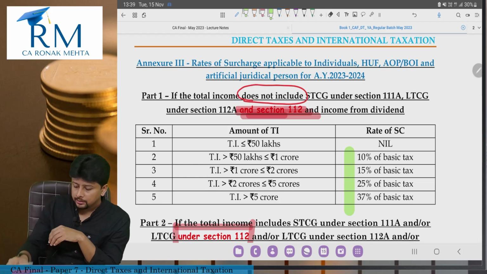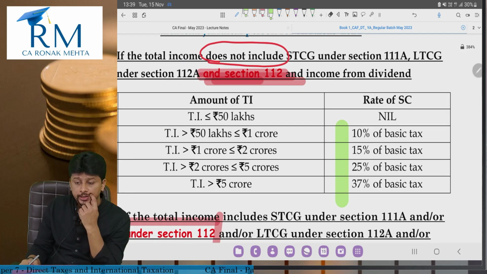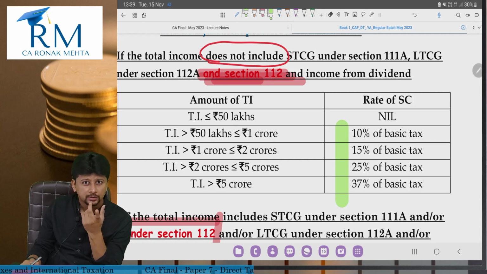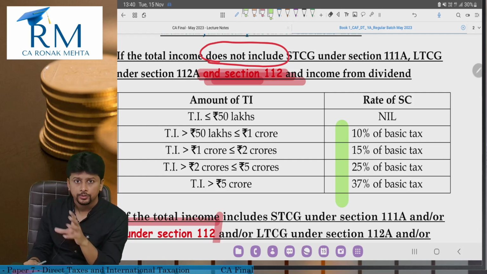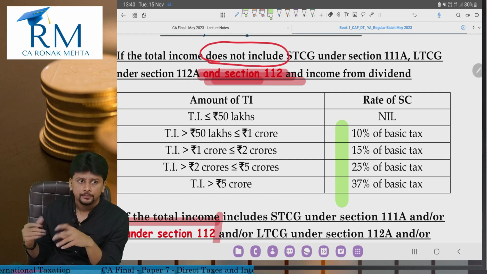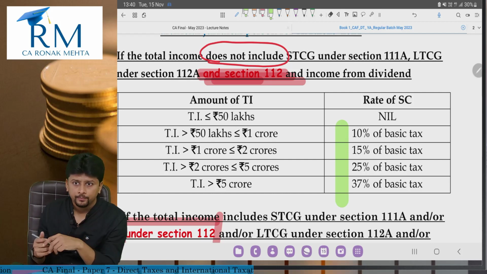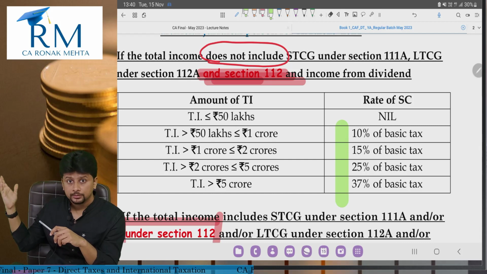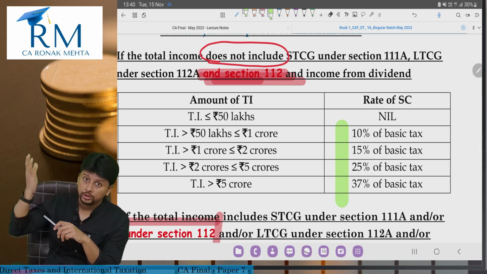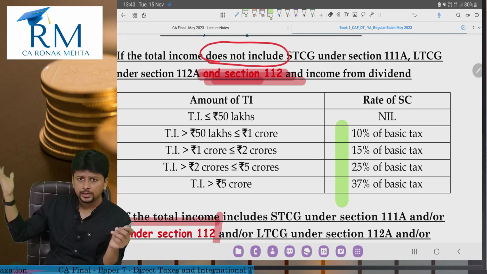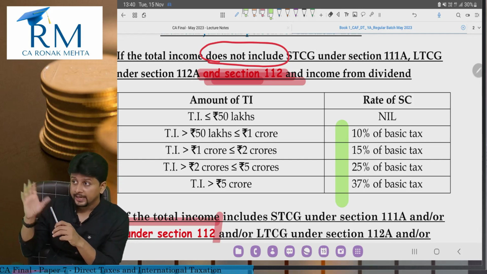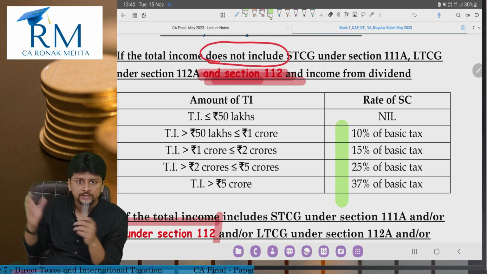When this high rate of surcharge was originally introduced about 3 years ago, prior to COVID, the moment the government introduced 25% and 37% in the finance bill, all these foreign investors were very unhappy. 37% surcharge: you pay basic tax, you pay 37% surcharge, and then you pay 4% health and education cess also. Everything increases to a great extent. The tax rate goes to a huge percentage.